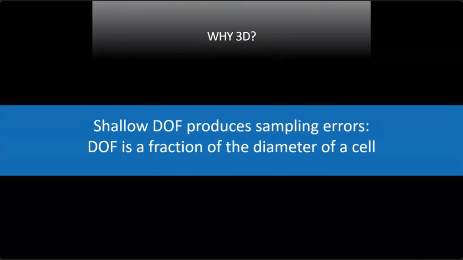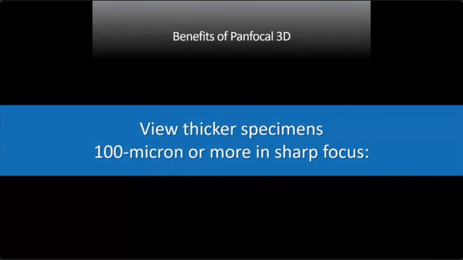Think of if the depth of field in a microscope, or when you take sections that are 5 microns thick, or the depth of field is a few microns, think of the sampling error. The diameter of a cell is 10 or 20 microns. So you're not even seeing an entire cell. So this produces sampling errors.